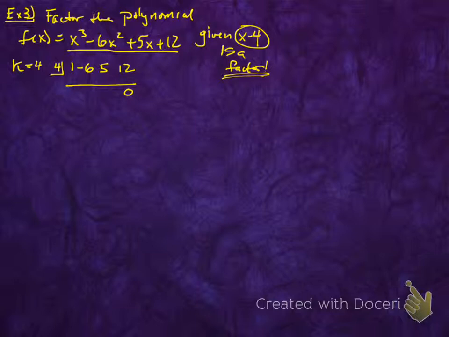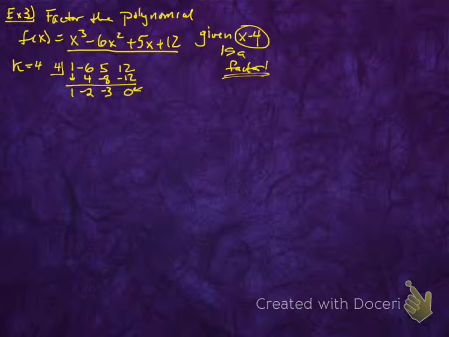Let's see if that happens. Let's drop down the 1, and when I multiply 4 and 1 I get 4, and when I add those I get negative 2. When I multiply 4 and negative 2 I get negative 8. When I add those I get negative 3, and when I multiply 4 and negative 3 I get negative 12, and when I add those I get my 0.